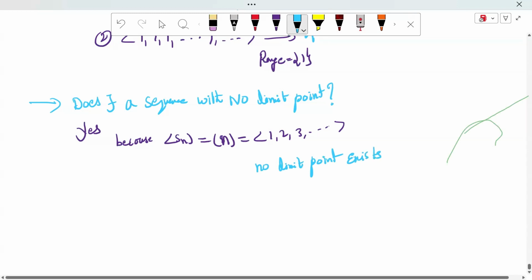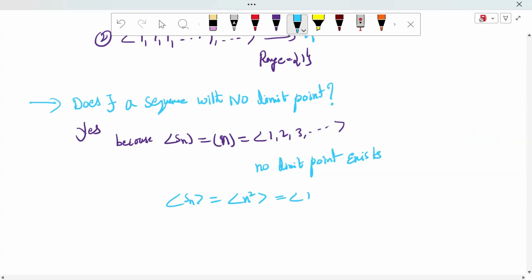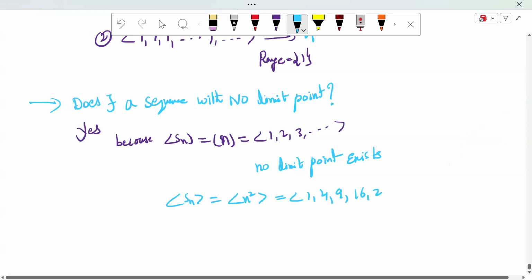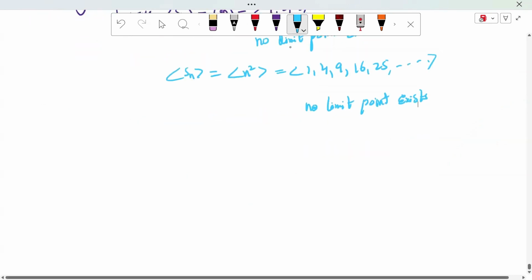Another example, for example, the sequence Sn is equal to n square. What is the sequence? 1, 4, 9, 16, 25, and so on. There is no limit point. No limit point exists here. So there are also sequences without limit points. Next, minus n square. You can take as many such examples as you like.